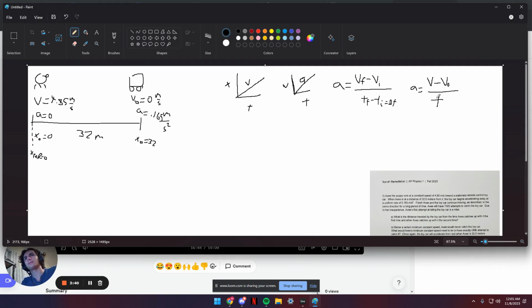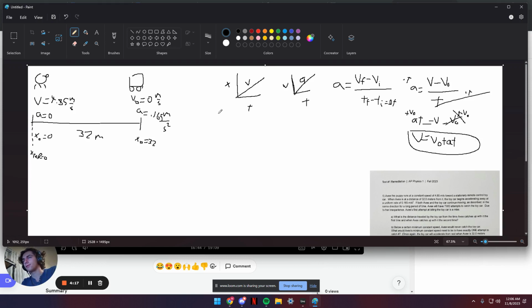So now we have this, and if we solve for v, we multiply both sides by t, and then we add v naught to both sides. We get v is equal to v naught plus at. And this is our first kinematics equation. Now let's derive the second one.